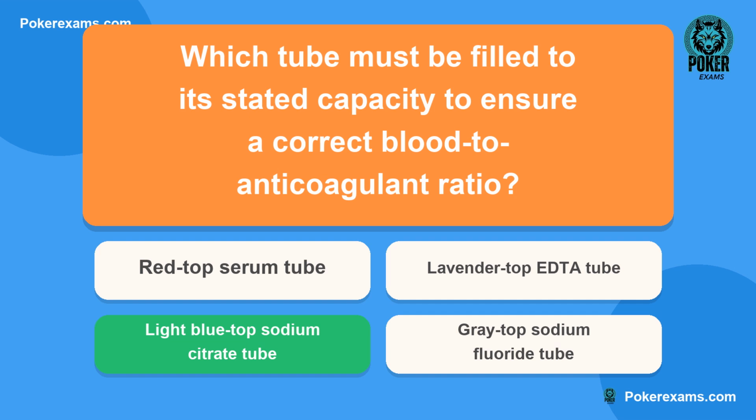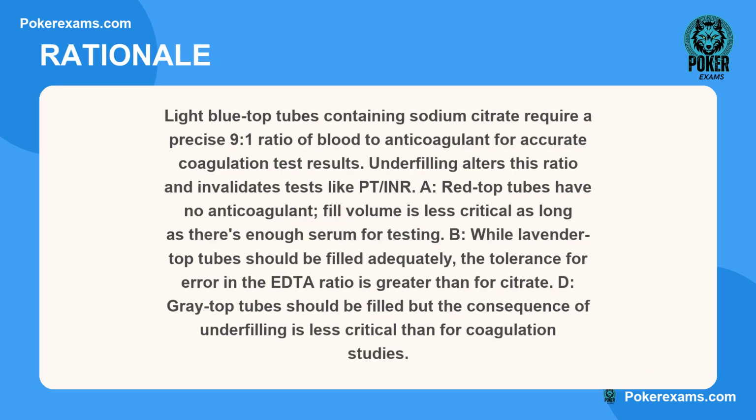The correct answer is C. Here is why. Light blue top tubes containing sodium citrate require a precise 9:1 ratio of blood to anticoagulant for accurate coagulation test results. Underfilling alters this ratio and invalidates tests like PT/INR. A. Red top tubes have no anticoagulant. Fill volume is less critical as long as there's enough serum for testing. B. While lavender top tubes should be filled adequately, the tolerance for error in the EDTA ratio is greater than for citrate. D. Gray top tubes should be filled, but the consequence of underfilling is less critical than for coagulation studies. That's it for today.